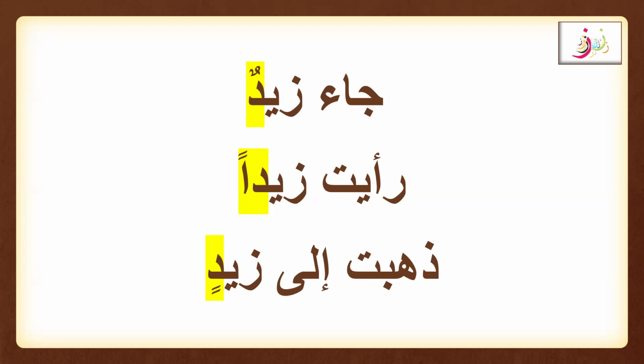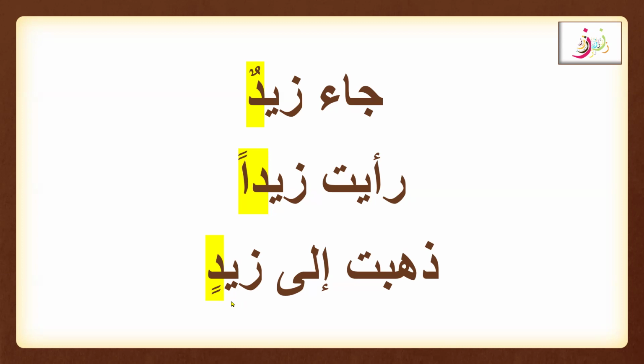You can notice the endings here. جاء زيد, and here زيدا, زيد. Here it is فاعل مرفوع وعلامة رفعه الضمة. Here it's مفعول به, you can say, and it's علامة نصبه الفتحة. Here اسم مجرور علامة جره الكسرة.